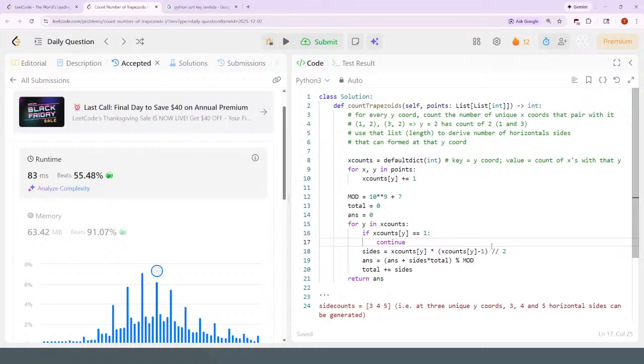Man, that seems so concise. How would you optimize further than that? Default dictionary, the total and answer, the for each loop, skip over the trivial y values, you calculate the sides, and you have to calculate the sides, otherwise you don't know how much you increase the total by.